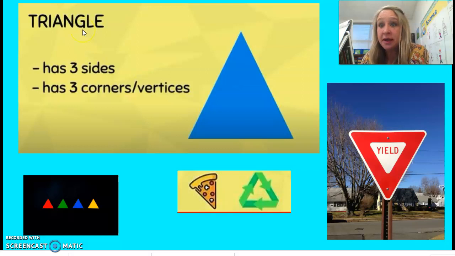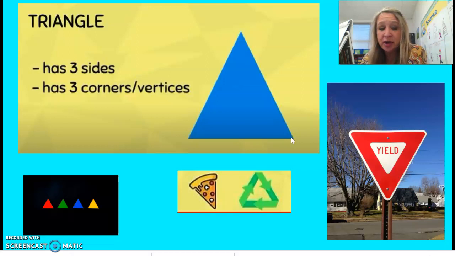Triangle. Say triangle. A triangle has 3 sides. It has 3 corners, which are 3 vertices. 1, 2, 3. 3 vertices and 3 sides.